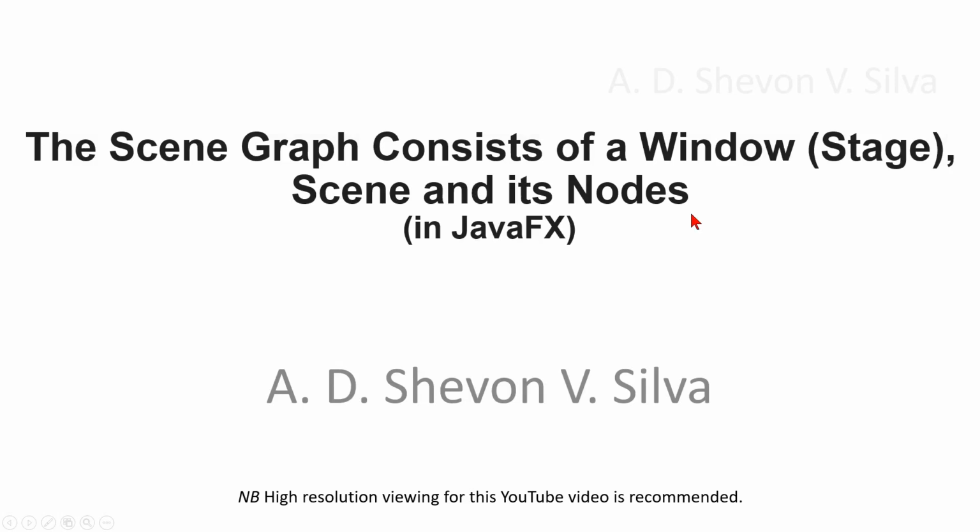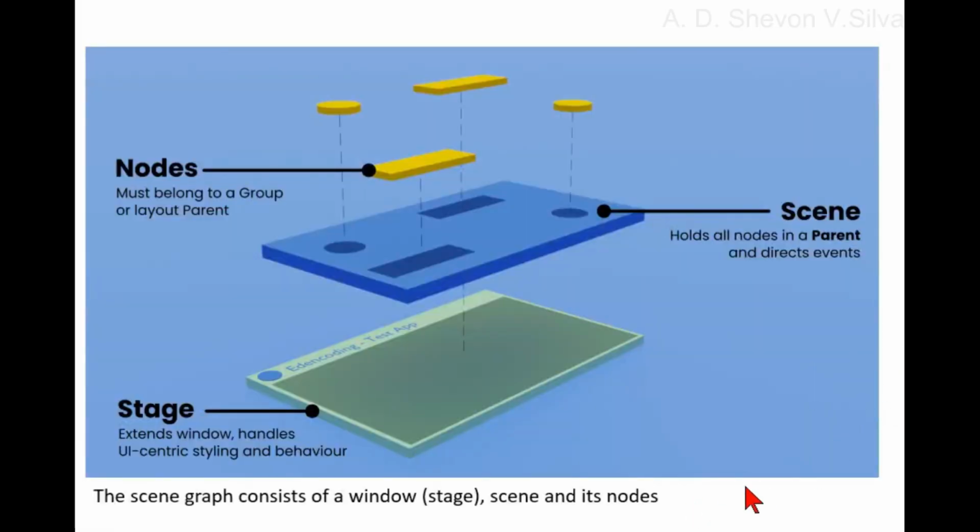The scene graph consists of a window stage, scene and its nodes in JavaFX. Here you can see the scene graph consists of a window stage, scene and its nodes.